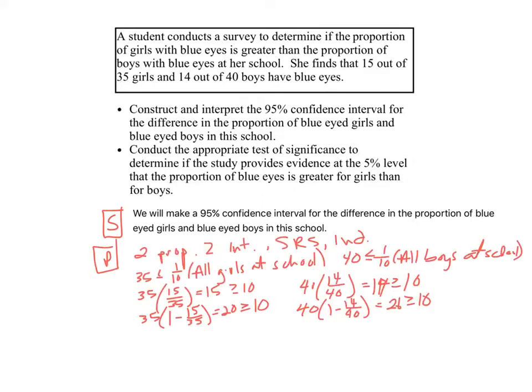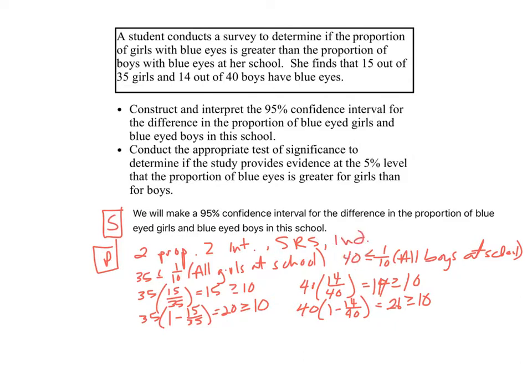So let me just run through these conditions. We're doing a two proportion Z interval. We have simple random samples. They have to be independent. And then you can see those 1/10 conditions. 35 is less than 1/10 of all the girls. 40 is less than or equal to 1/10 of all the boys. N times P is bigger than 10. N times 1 minus P is bigger than 10 for both boys and girls. Remember, a lot of this was similar. The big added one was this idea of independent samples.